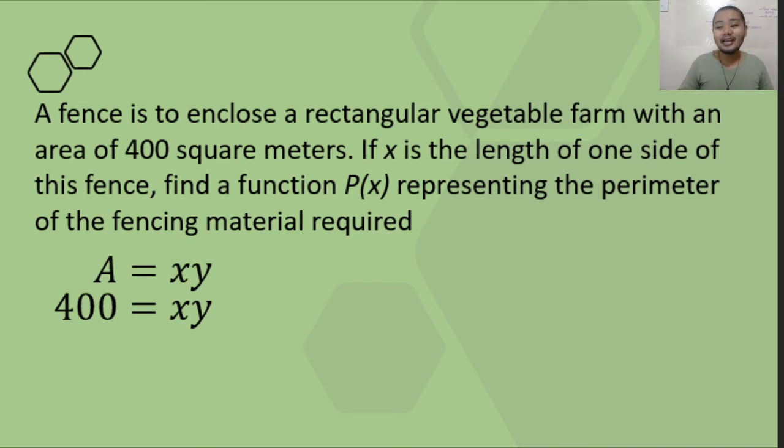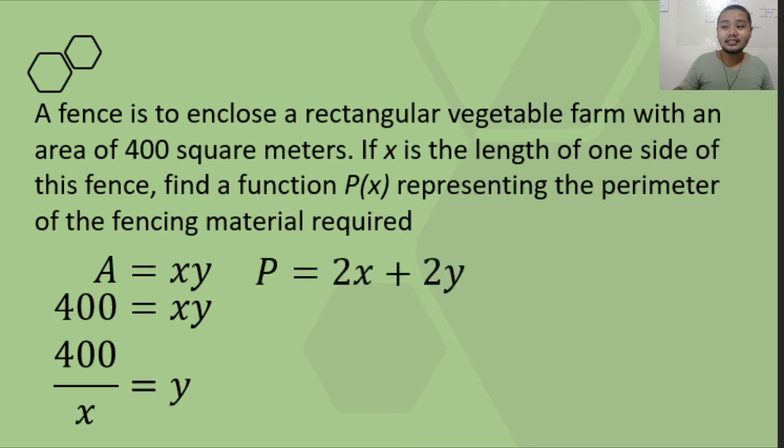Okay? So, what will be our next step? Sir Ben, where did the 400 over x is equal to y come from? Why did we get 400 over x? Our goal here is that we need the function p of x, which means all variables must be x only. So, there should be no letter y. Let me show you in the next step. The perimeter is equal to 2x plus 2y. It says, find a function p of x representing the perimeter.